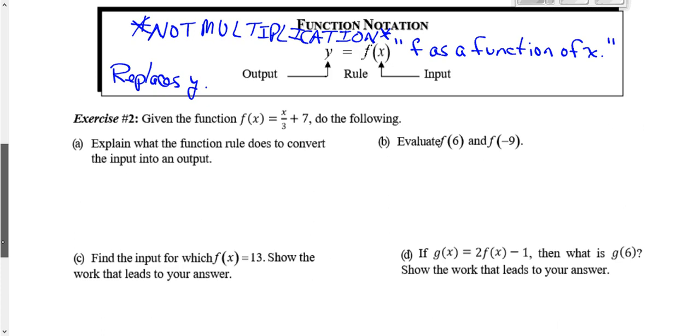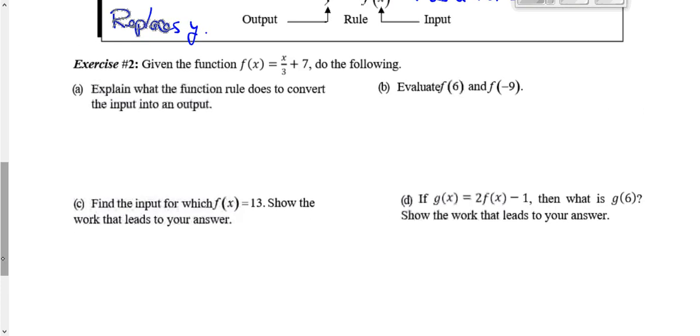Let's move down here. Given the function f of x equals x over 3 plus 7, what does that function say? What is this rule telling us to do first to the x? Divide by 3, and then you do what? Add 7. So that's what this function rule says to do.